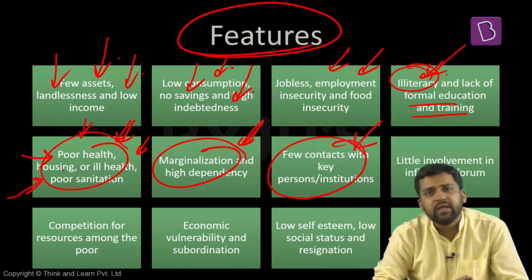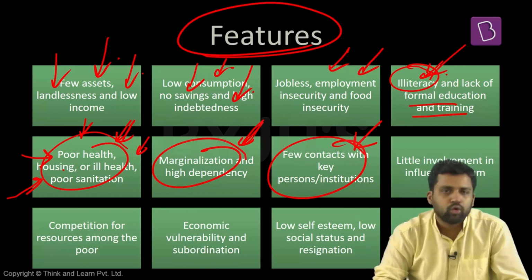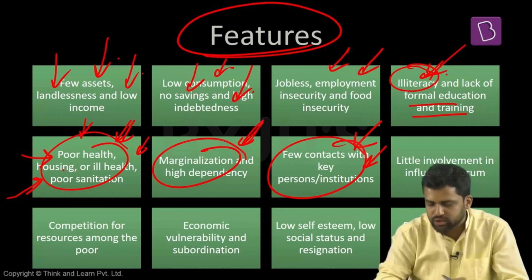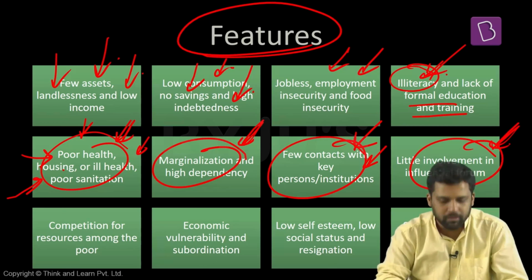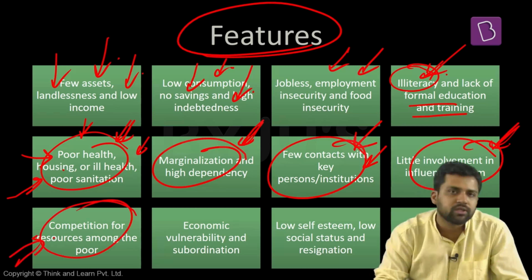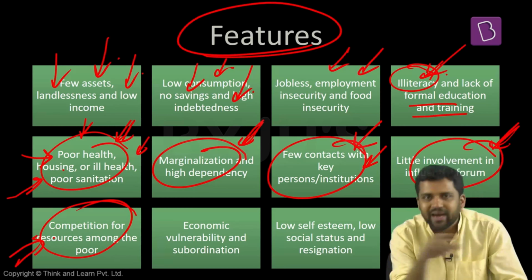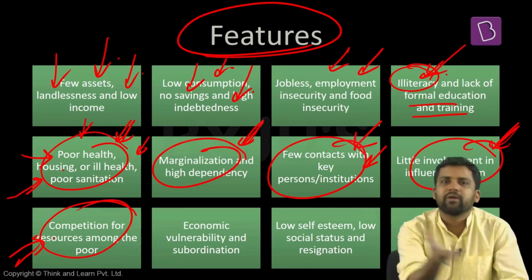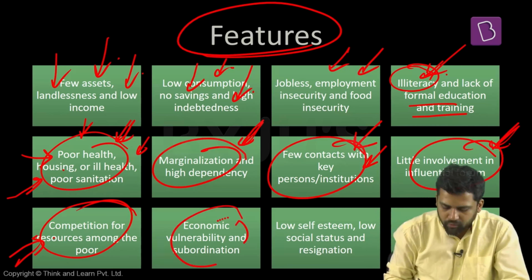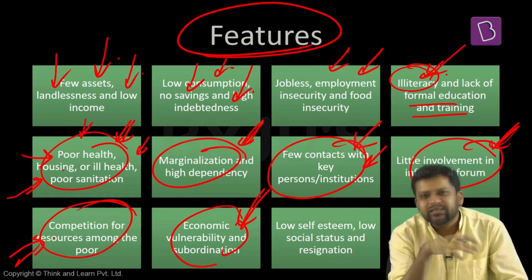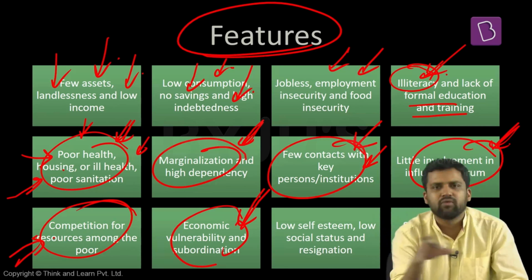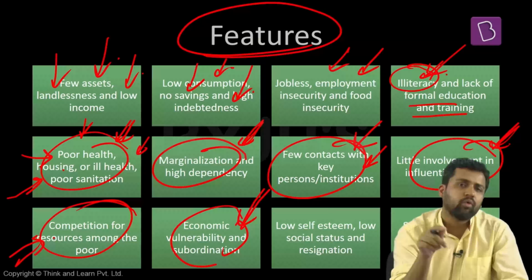Poverty also means lack of contacts. Very few contacts. You do not have any influence in key institutions. It also means you do not have any influence anywhere. It also means you are always competing with others for resources. You might have observed in slums, people will be standing in queue to collect water. One source of water will be there and people are competing amongst themselves. It also means economic vulnerability, subordination. In case anything happens, any economic crisis or any policy change, they are the ones who are getting impacted more. In case a natural calamity happens, the poor get more impacted than those who are affluent.